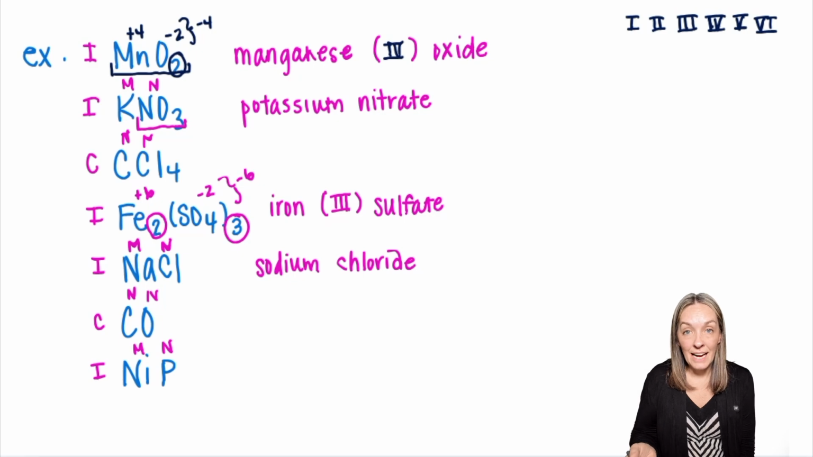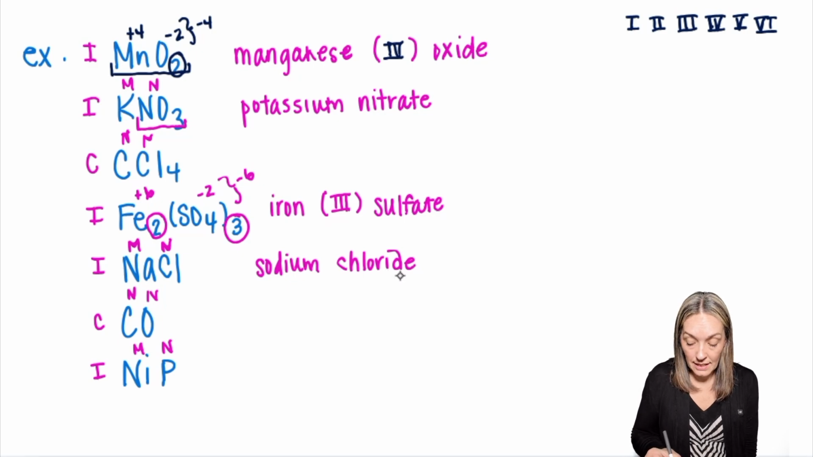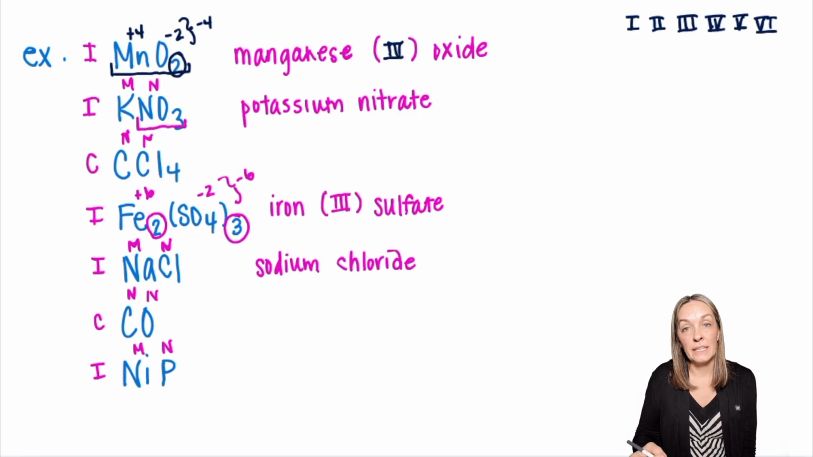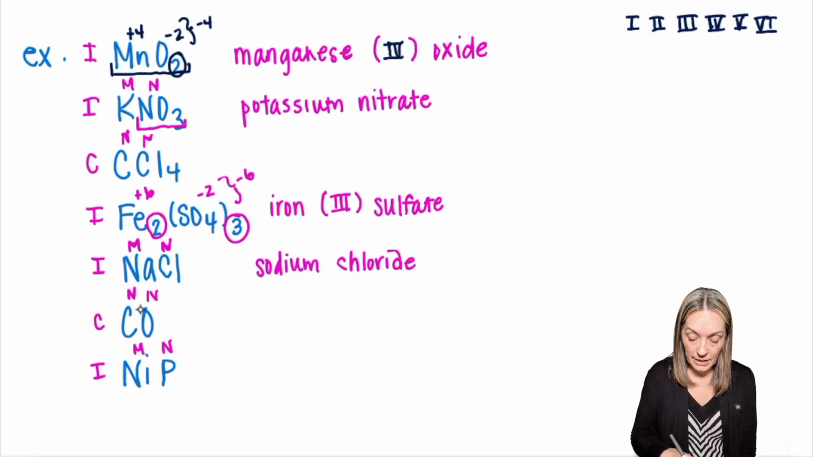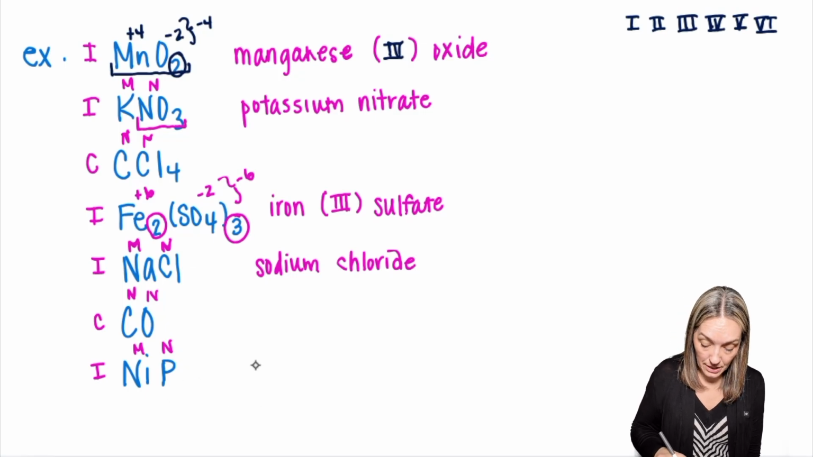Every time you have an ionic compound, you're going to change the ending of the second element to IDE, unless you are writing a polyatomic ion, in which case you just copy it exactly as it's listed. My next example is covalent, so we're going to skip that for now, and we're going to jump down to our last ionic compound. I'm going to start by naming the first element, which is nickel.